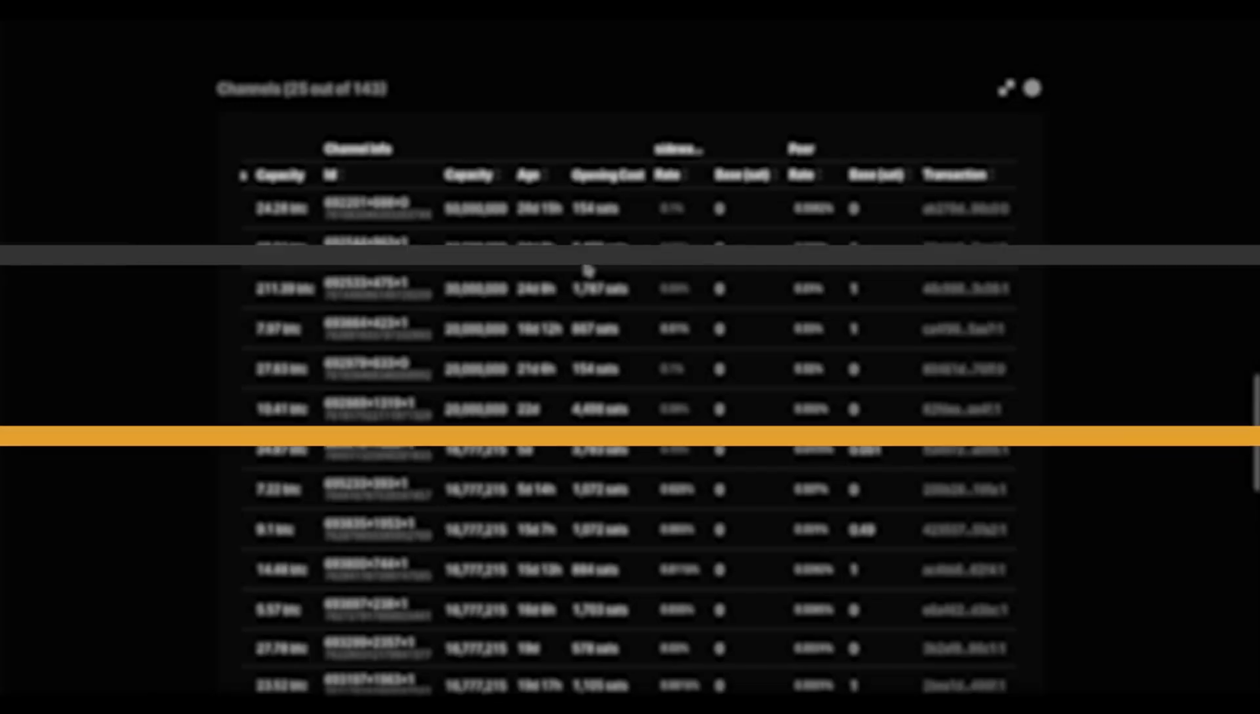So if you're not seeing your node on Amboss.space or any other Lightning Explorer, it's because you have not yet opened up a channel or you only recently opened up a channel. You'll then just need to wait a little bit longer until the gossip permeates throughout the Lightning Network and your channel will show up immediately thereafter or shortly thereafter.